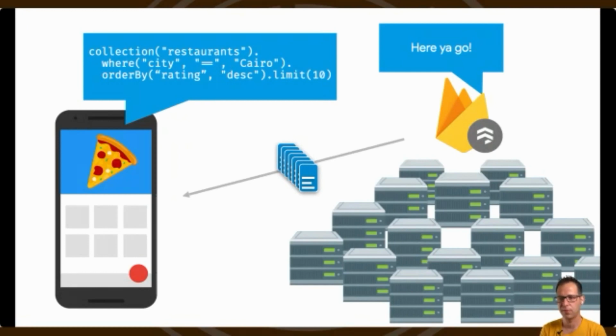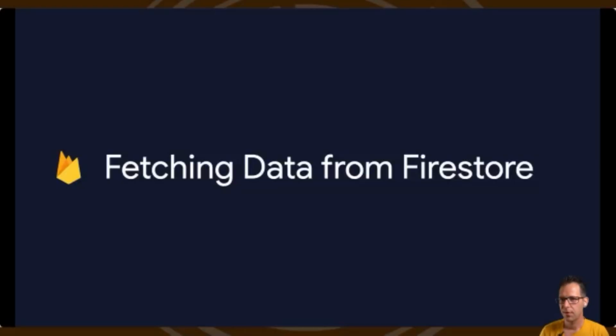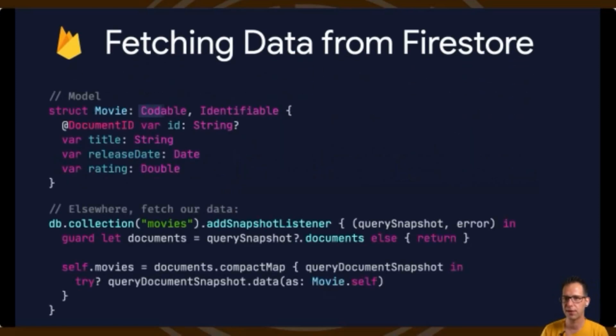So let's imagine you've got all the restaurants in the world in your collection, which might be several million probably. And then you just request the ones in Cairo, which will be a much smaller number. And this will be really, really fast, no matter how many restaurants you've got in your main collection. All right. Let's jump into how to fetch data from Firestore in the Swift application.